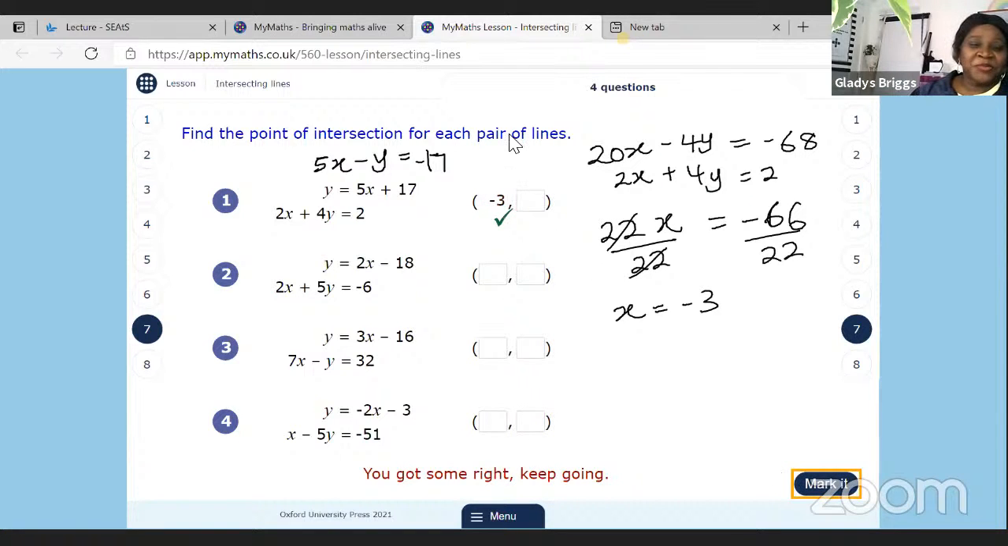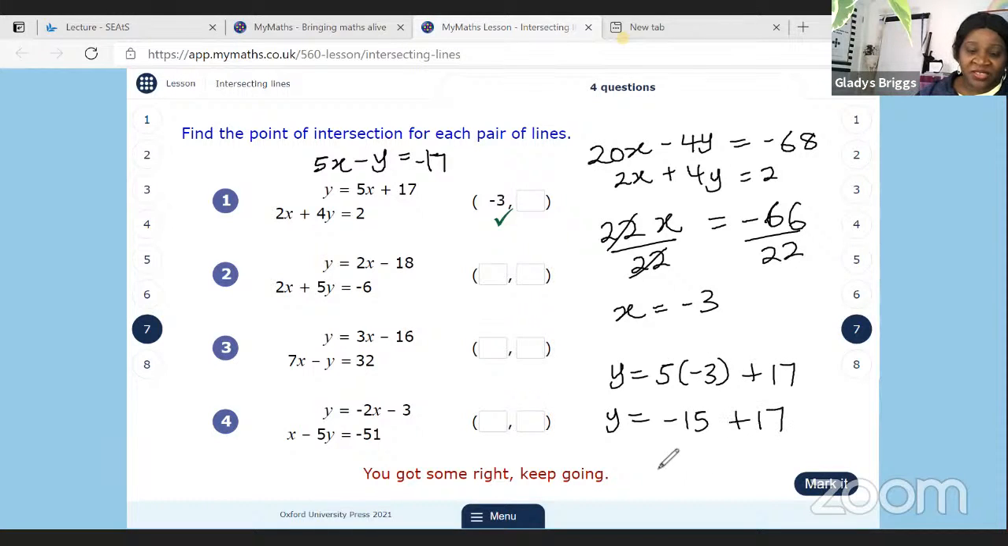So now we substitute back in. Y is equal to 5 times negative 3 plus 17. Y is equal to negative 15 plus 17, which is equal to 2. So here we'll have 2. And we got it right, guys.